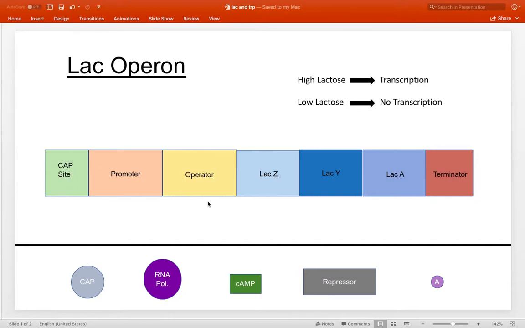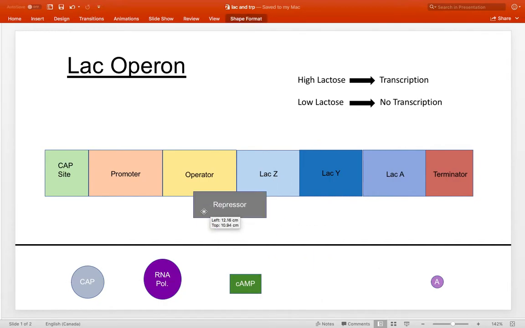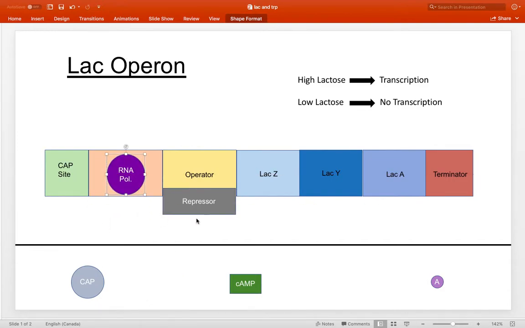Essentially, it all depends on the environment and the conditions that the actual operon is in, which are listed right here. So in a low lactose environment, it's going to have no transcription. This is because it doesn't actually need the enzymes that break down lactose. In the low lactose environment, there is a repressor binding to the operator, preventing the RNA polymerase from moving down the DNA strand and making and coding for the enzymes.